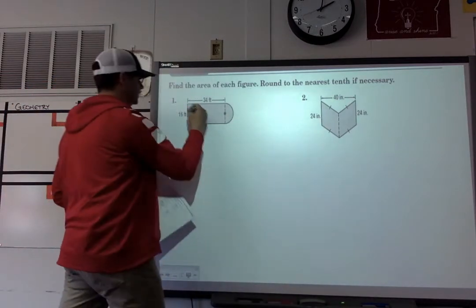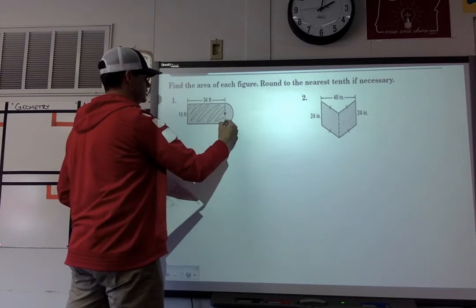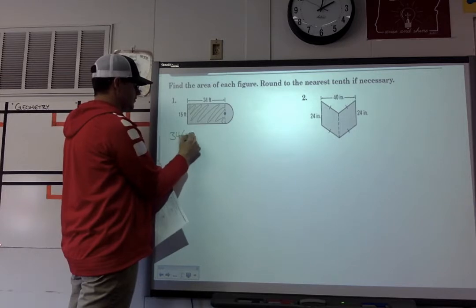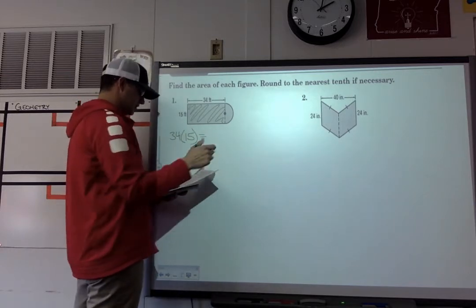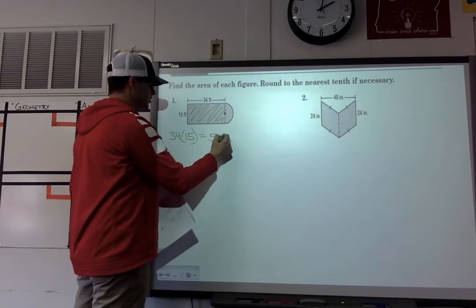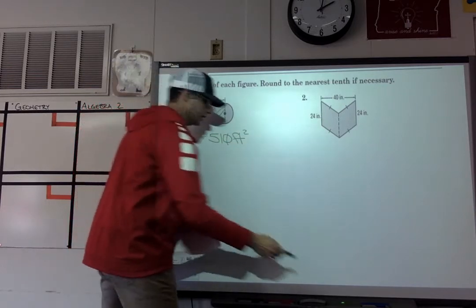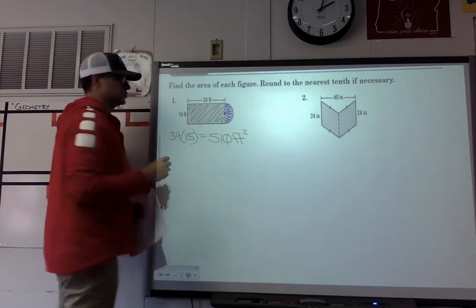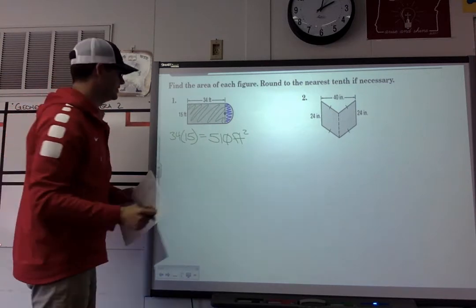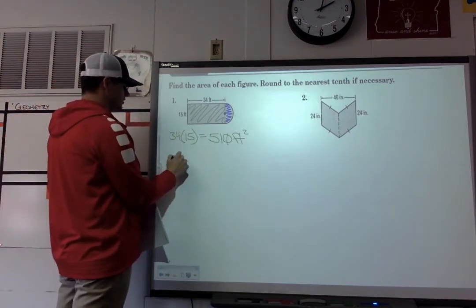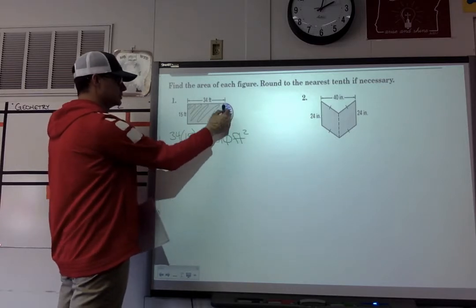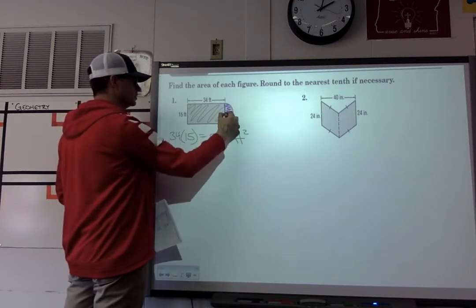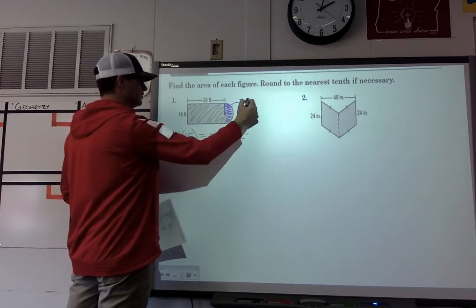First, in green, I'm going to go ahead and find the area of the rectangle, which would just be the length times the width, 34 times 15, which would give us an area of 510 feet squared. Then I'm going to find the area of my half circle, which really I'm just going to find the area of a circle and divide that by 2. So for the circle, it's going to be pi times the radius squared, where the diameter is 15 feet, which means the radius is going to be 7.5 feet.